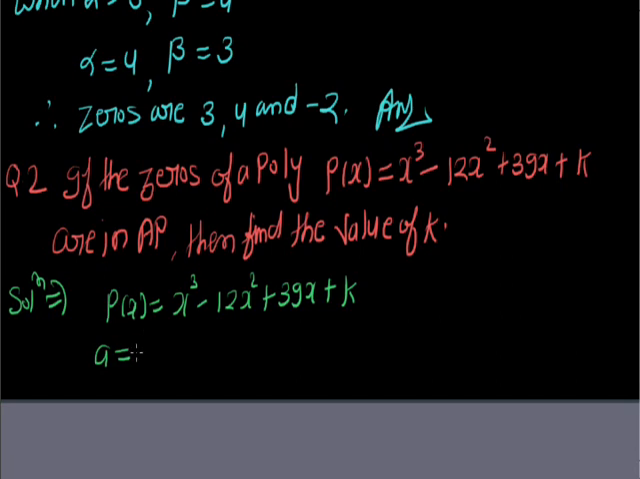a is the coefficient of x cube, that is equal to 1, the coefficient of x square is minus 12, c, the coefficient of x, is equal to 39, and finally the constant term d is equal to k. So the value of a is 1, b is minus 12, c is 39 and d is k.